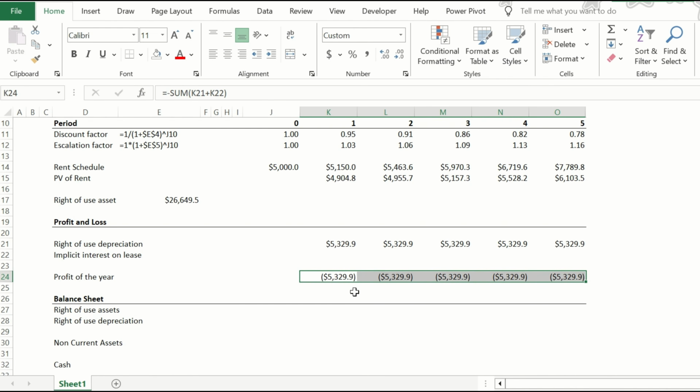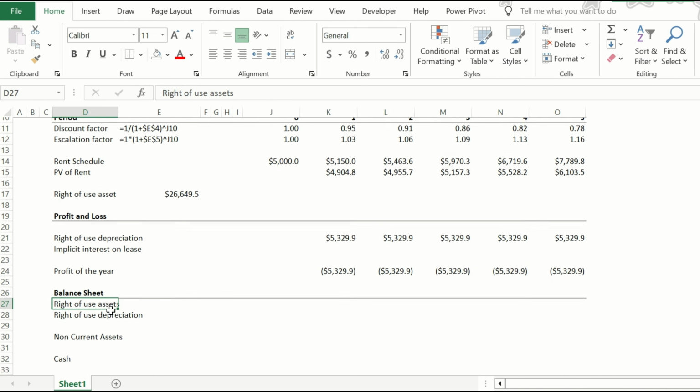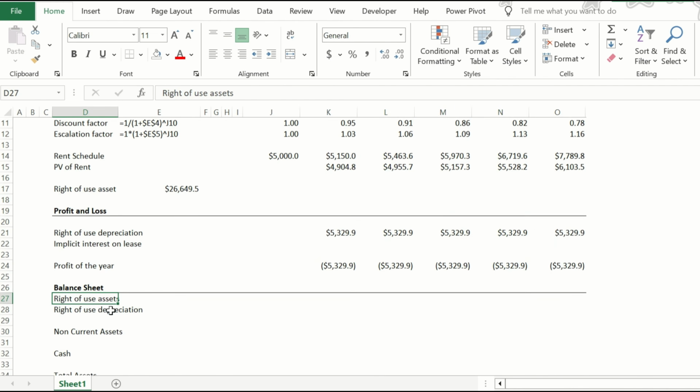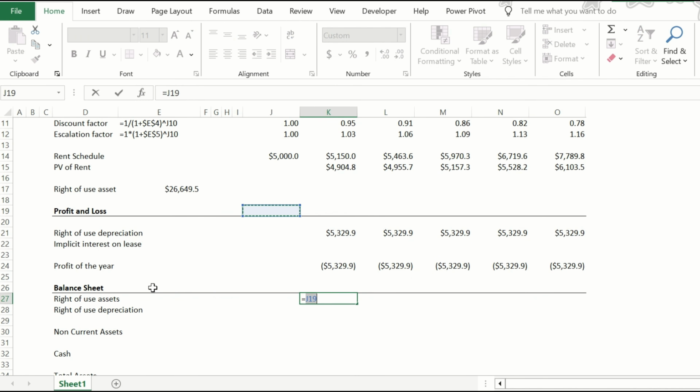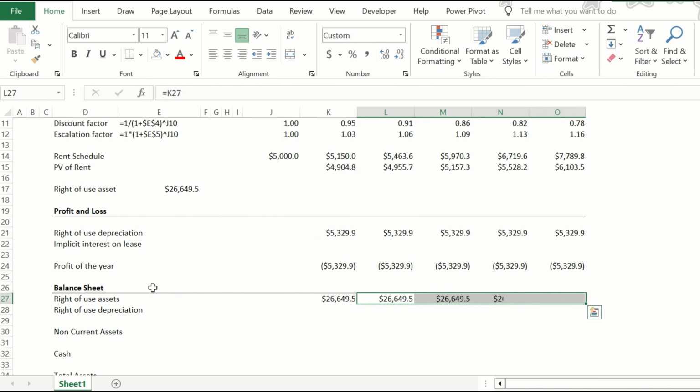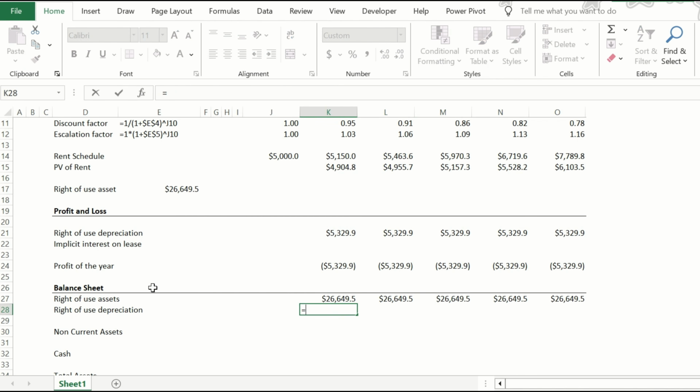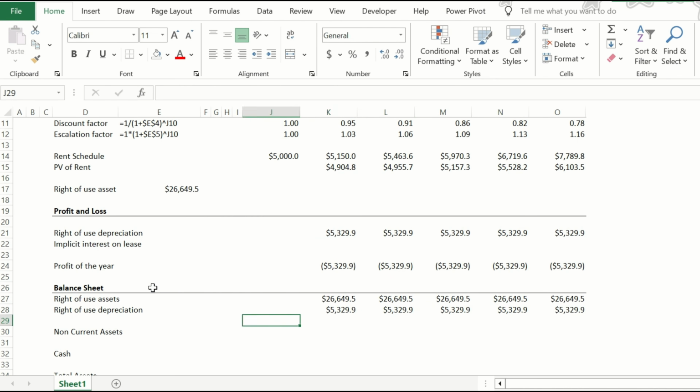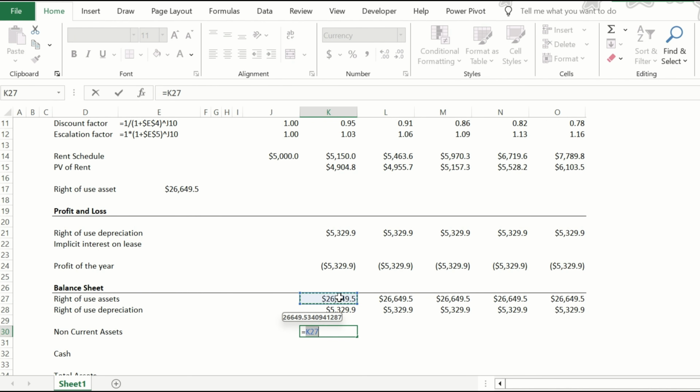On the asset side, we have the right of use asset, which is equal to the present value of the rent that we calculated. This is our right of use asset. Let's keep this line as a gross value. And then right of use depreciation, we have already calculated it. So our non-current asset will be gross ROU minus the accumulated depreciation.